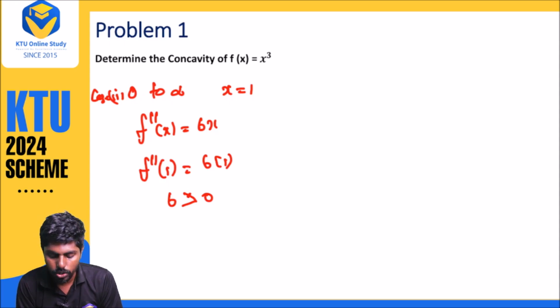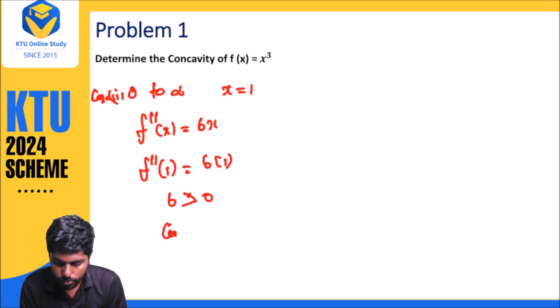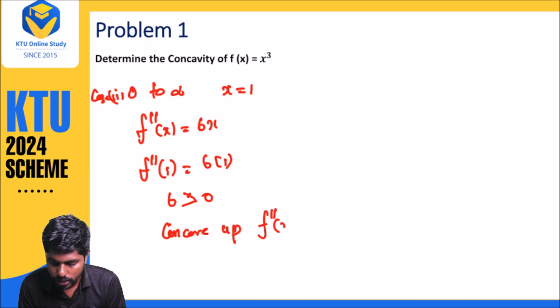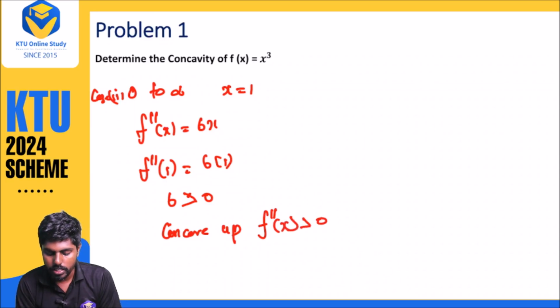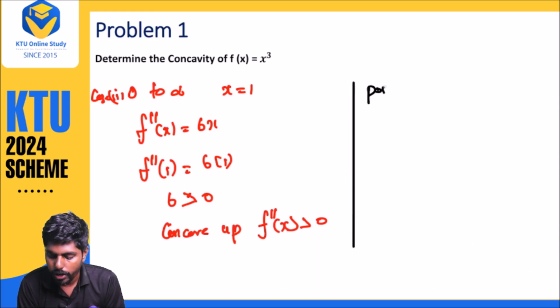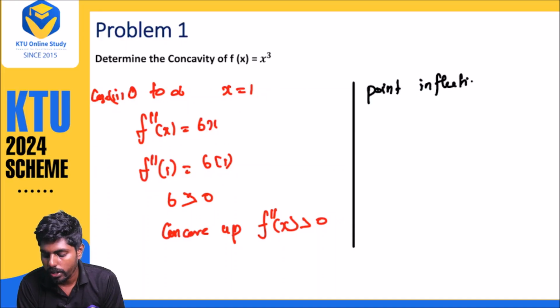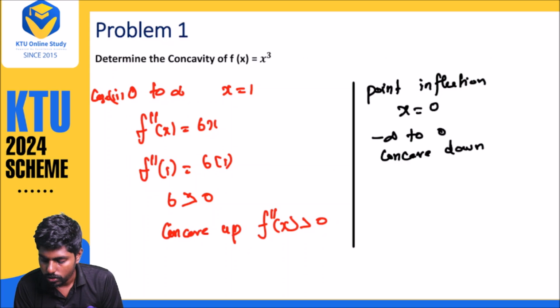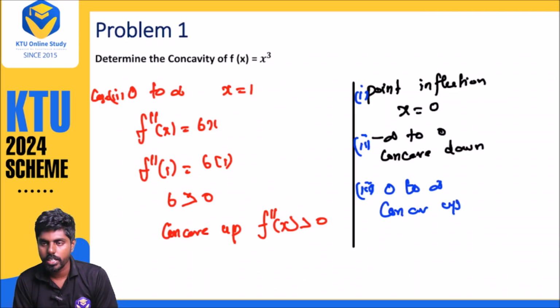When 6 is greater than 0, what will we get? 6 is greater than 0 means it is concave up. That is f double dash of x is greater than 0, so we say it is concave up. So the point of inflection is x is equal to 0. From minus infinity to 0 we are getting concave down. This is the first condition. And in the second condition, from 0 to infinity, we are getting concave up.